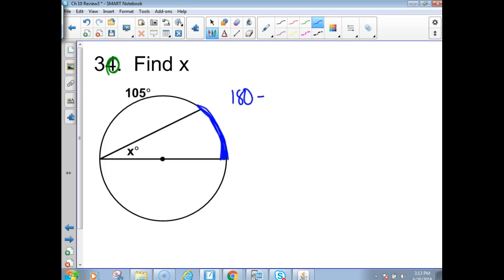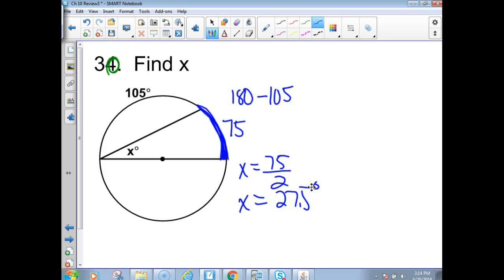You have 180 minus 105. So this is 75. And then what do you do to get x? Divide by 2. All right, so it should be 37.5 degrees. I wrote 20. Oops. 37.5 degrees.